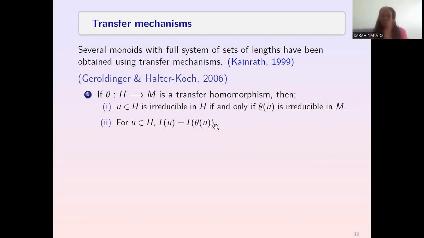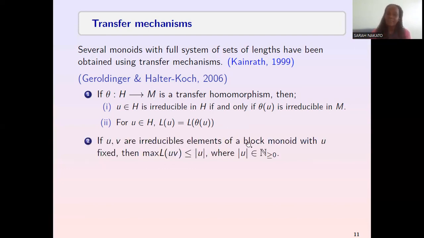Okay. Some monoids that have been used widely in these transfer mechanisms are what we call the block monoids, or monoids of zero-sum sequences. These have been widely investigated, so if I have my monoid H and I want a specific property, since it's already known here, I can construct a transfer homomorphism to a suitable block monoid and pull back what is there and use it for my monoid of interest.